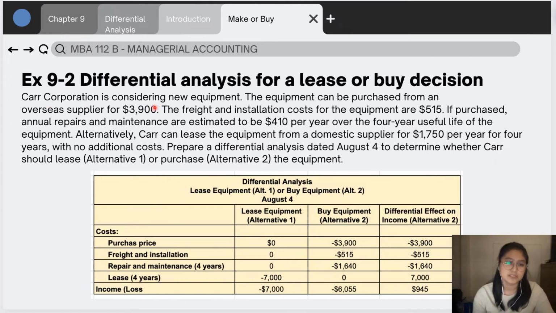Car Corporation is considering new equipment. The equipment can be purchased from an overseas supplier for $3,900. Freight and installation costs are $515. Annual repairs and maintenance are $410 per year over the 4-year useful life.